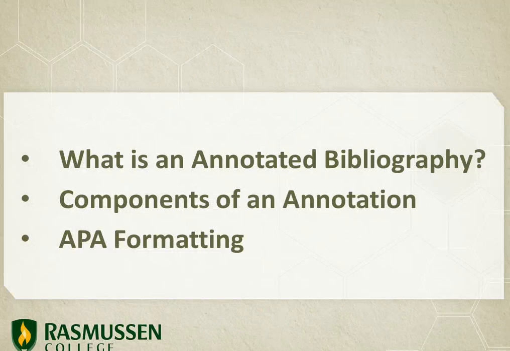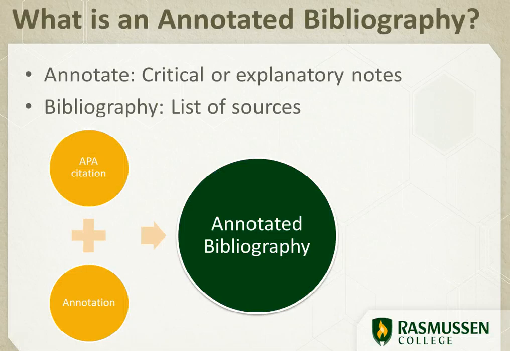This video will explain what an annotated bibliography is, what types of information an annotated bibliography should contain, and how it should be formatted. The word annotate means critical or explanatory notes, and the word bibliography means a list of sources. An annotated bibliography is a list of full APA citations gathered through your research. Each citation is then followed by a brief descriptive and evaluative paragraph, which is the annotation.